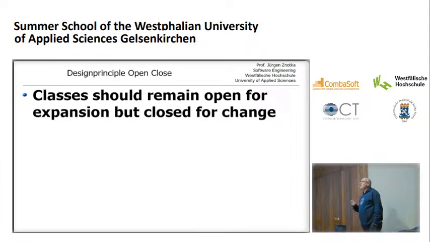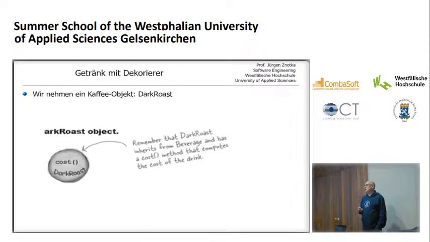And we have to design with the open-closed design principle. Have you ever heard of it? It's quite famous. Classes should remain open for extension, but closed for change. So we try to keep classes, once they are correctly implemented, unchanged. We don't have to change them anymore, but we like to extend them. Okay, let's look at how we can solve this problem with the decorator pattern.